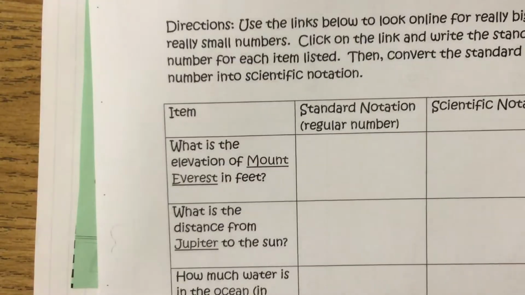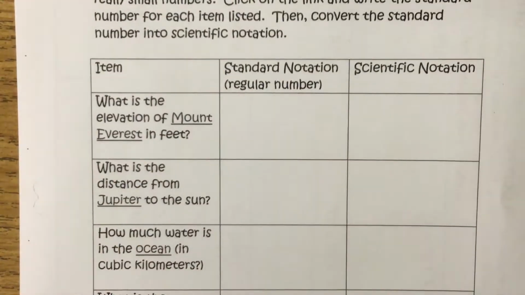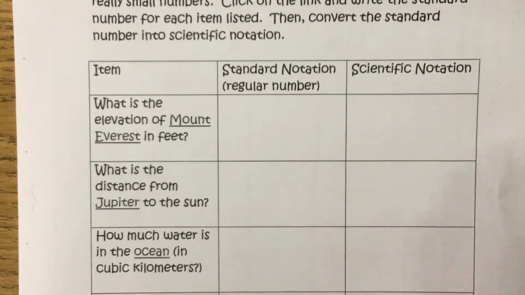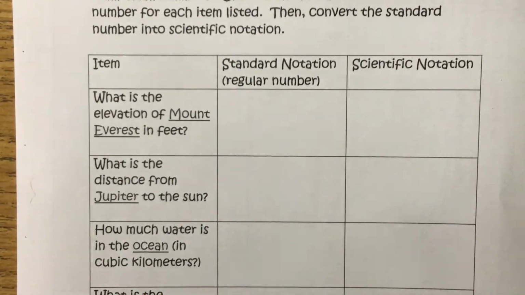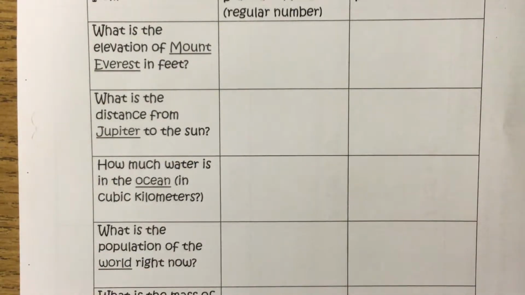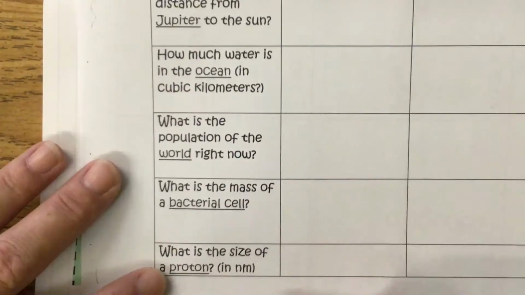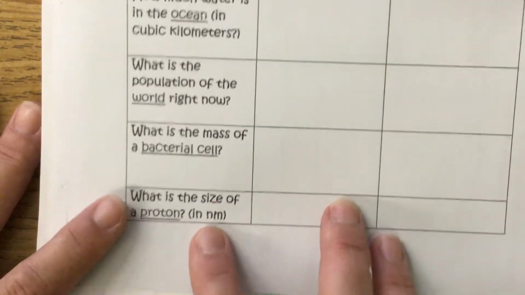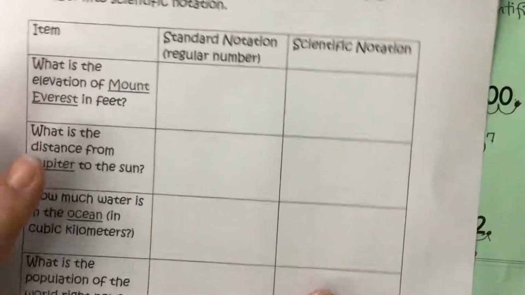On the back, it's kind of like a scavenger hunt. I want you to use your computers, and what you're going to do is you're going to find the standard, the regular number. You're going to research, you're going to find the elevation of Mount Everest. Is everybody going to have the same number? No. Okay, sometimes you might find some information, so it's just a guesstimate. I want you to find those big numbers, have a little fun, maybe with a friend, look up the size of a proton. You can even ask Mr. Gibson. So anyway, this should be fun, and then change them to scientific notations.